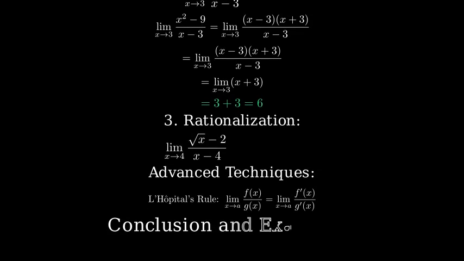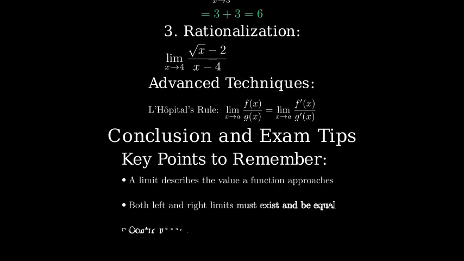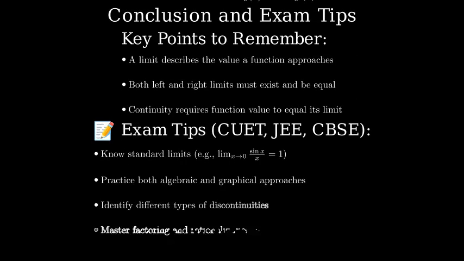Key points to remember. A limit describes the value a function approaches as the input approaches some value. For a limit to exist, both left and right limits must exist and be equal. A function is continuous at a point if it's defined there, its limit exists there, and the function value equals the limit. For your exams, especially CUET, JEE, and CBSE, be familiar with standard limits like the limit of sin of x over x as x approaches 0 equals 1.